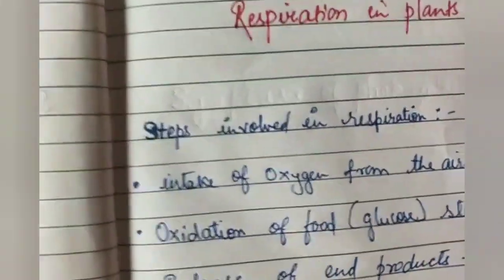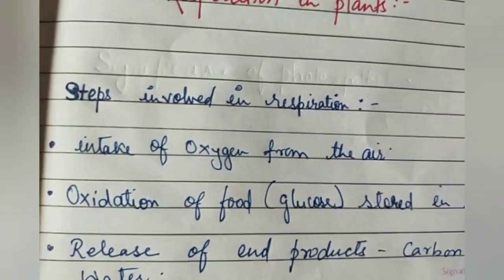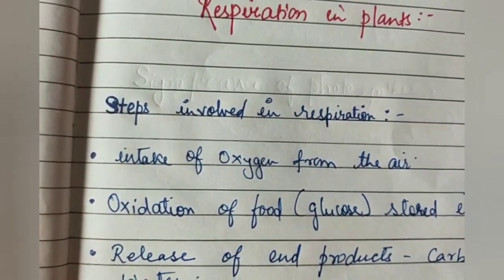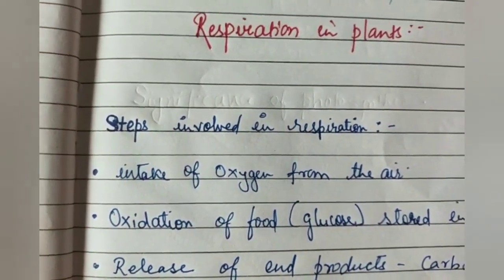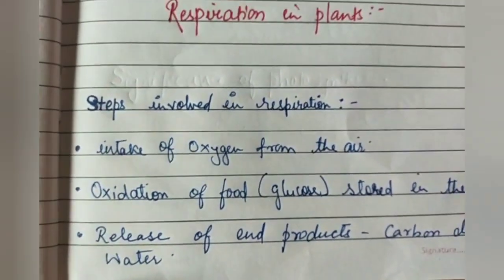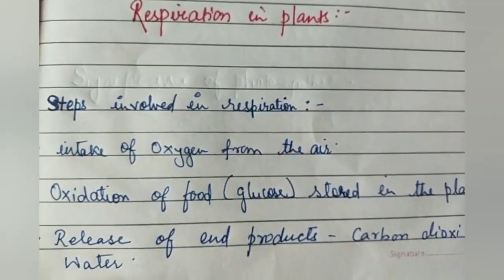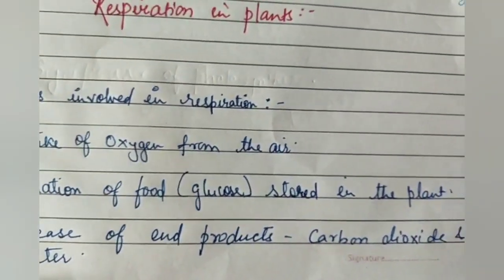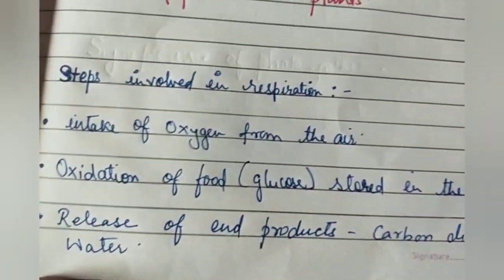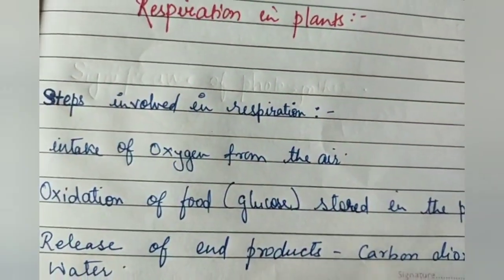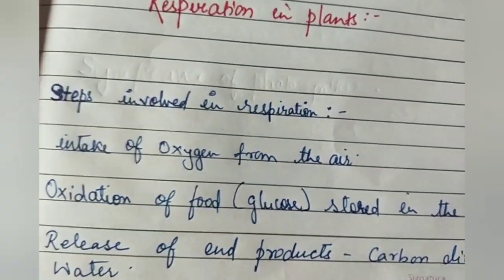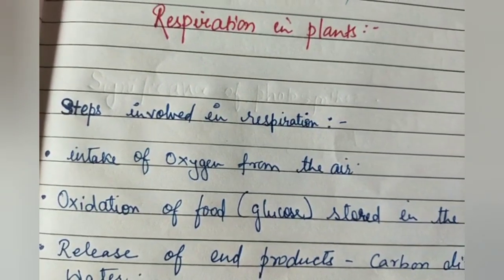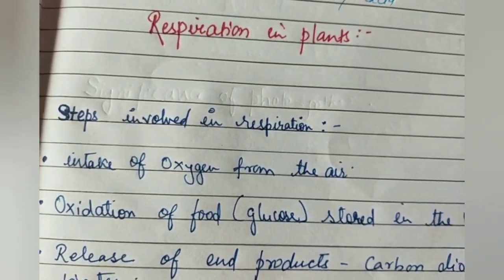Okay, so we'll see the steps involved in respiration. First is intake of oxygen from the air. The second step is oxidation of the food, or the glucose stored in the plant, and the third is release of the end products, carbon dioxide and water, along with energy. So these are the three steps involved in the respiration of plants. Let's see first the intake of oxygen from the air.